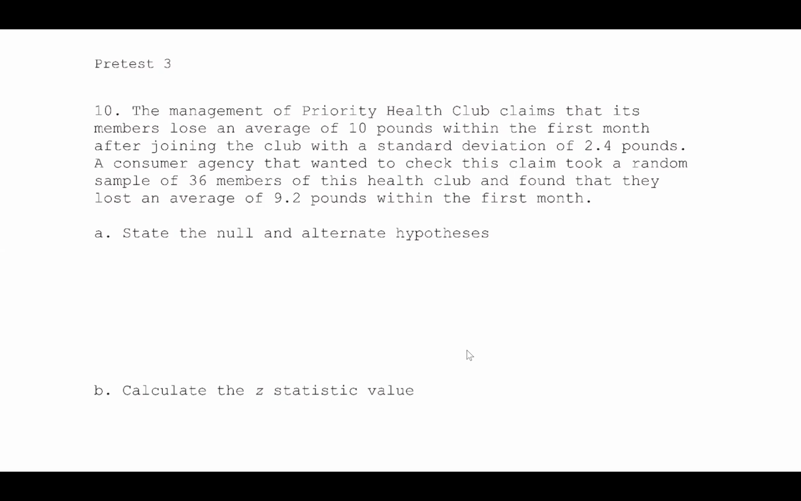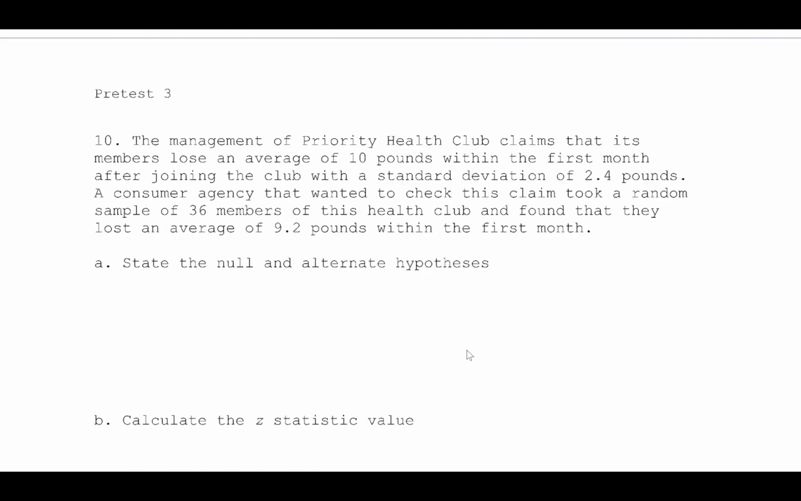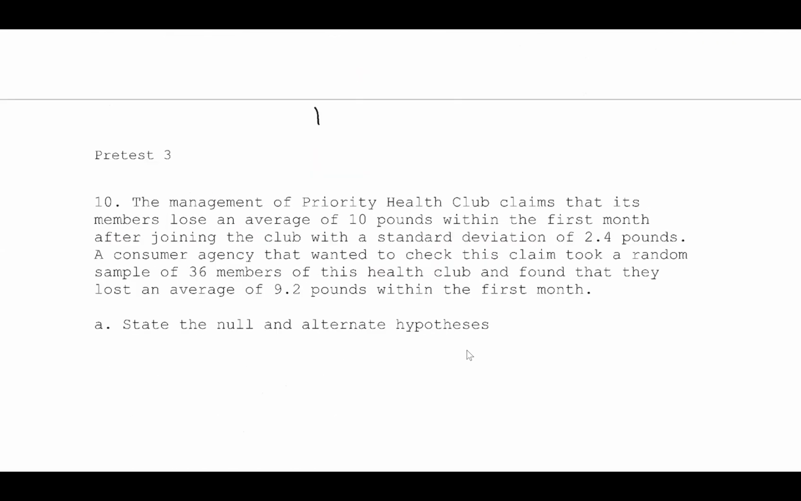So the first thing you always want to do is get all of the numbers and label them all. So we have 10, we have 2.4, what else do we have? We have 36, and lastly we have 9.2. So we want to label all of those values.